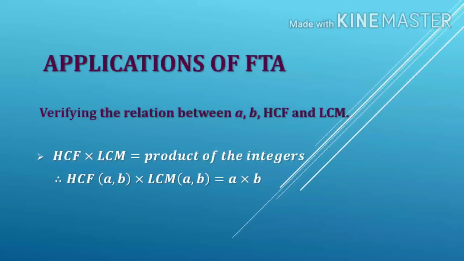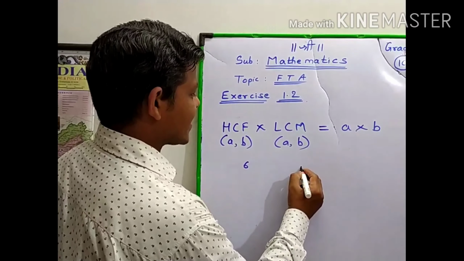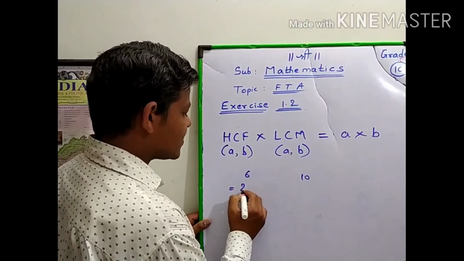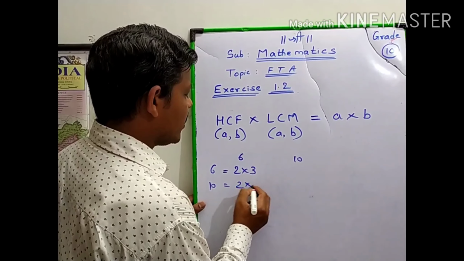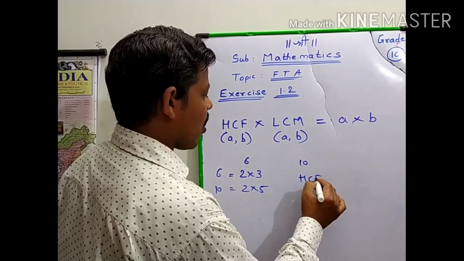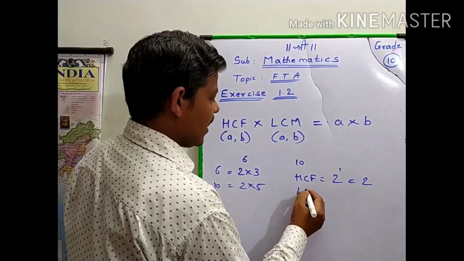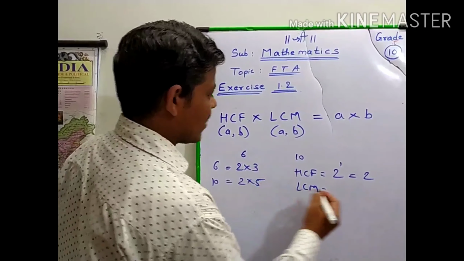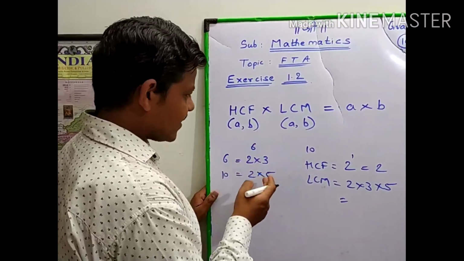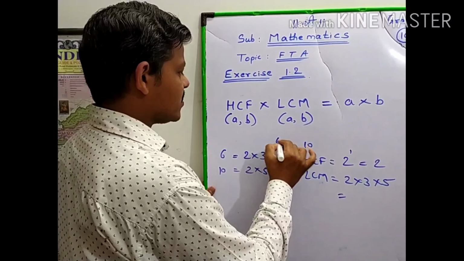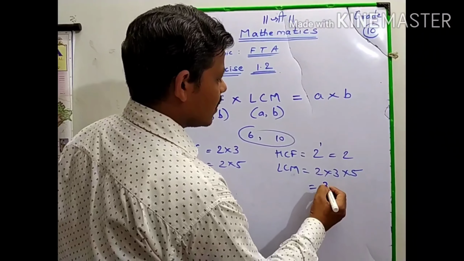This is the relation. Very quickly, we will take a very simple example of 6 and 10. Directly I am writing the answer. 6 can be written as a product of primes, 2 into 3, and 10 can be written as 2 into 5. You know that HCF is what? Common factors. I can see only 2 is common. Lowest power is 2 raised to 1, that is 2. LCM is what? All the factors. 2, 3 and 5 become all the factors, and the highest powers of these 2, 3 and 5 are 1, 1 and 1 each. So 2 into 3 is 6, 6 into 5 is 30.